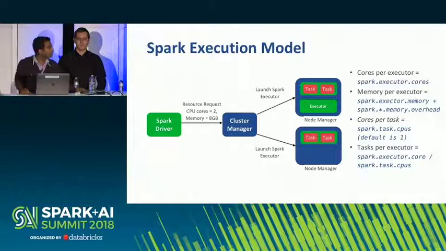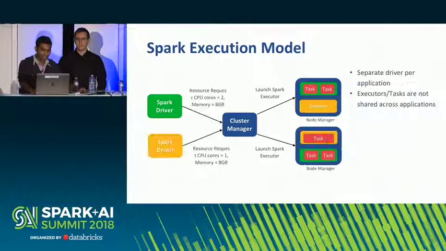So you can see the resource request sent from the Spark driver has two components. One is CPU cores, and second is memory. The CPU core is controlled by the Spark executor cores configuration, and the memory is controlled by Spark executor memory. Of course, you can have multiple Spark applications running at the same time in the cluster, and you will have multiple Spark drivers, and in that case, you can tune each and every Spark application.